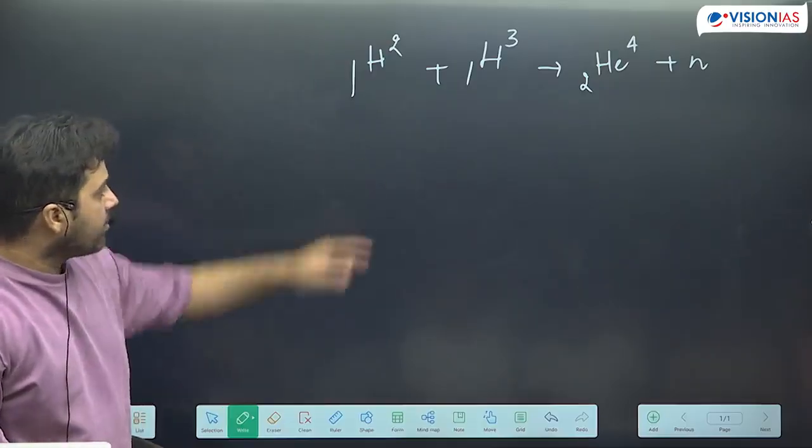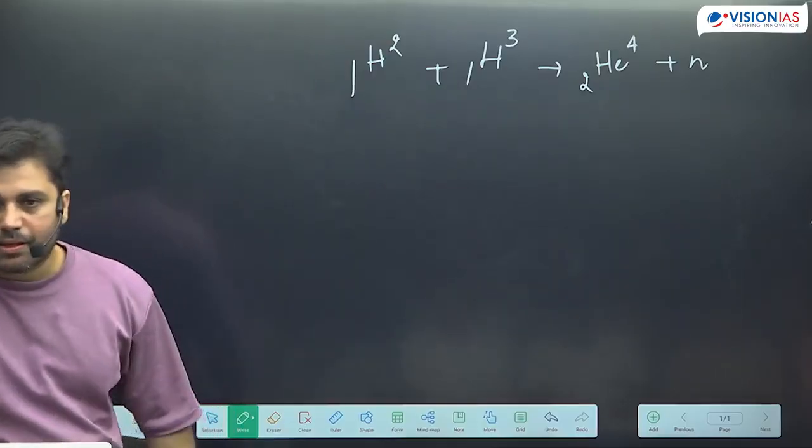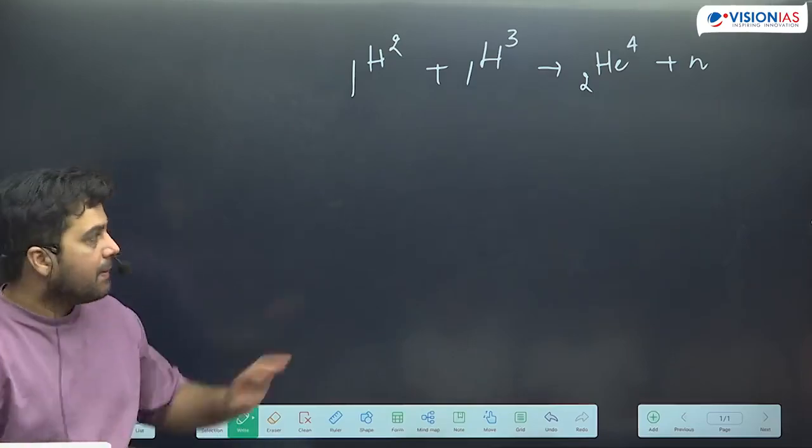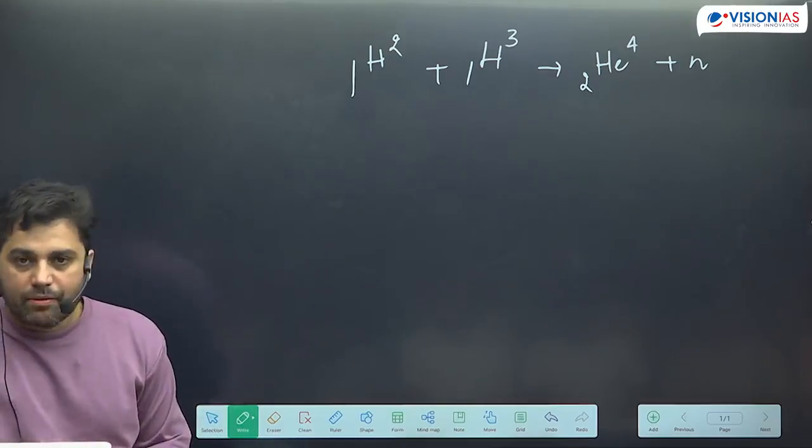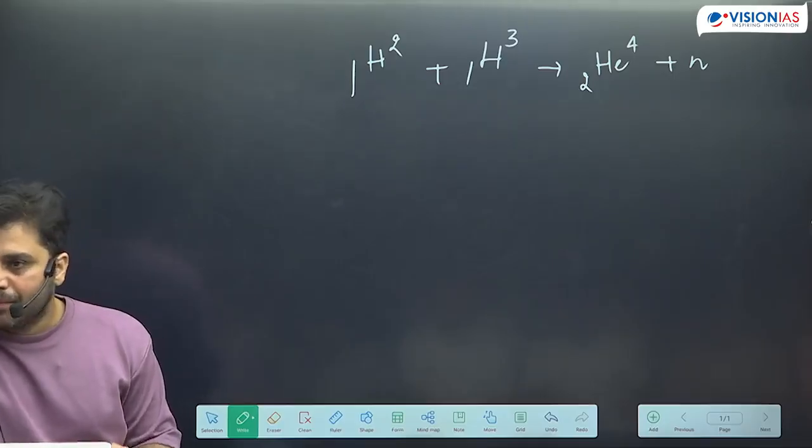And of course, it is going to produce energy because of Einstein's mass energy equivalence. This will be M1, this will be M2. M2 will be less than M1. The rest mass has been converted into energy. This is the reaction we want to have on Earth.